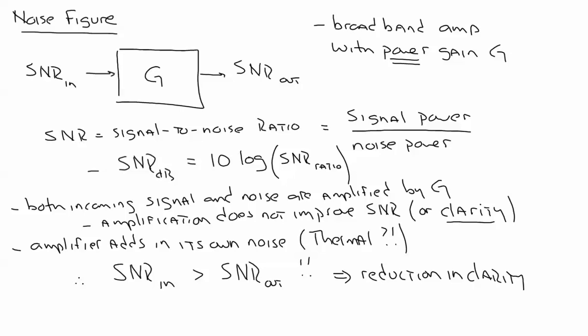Broadband amplification reduces signal-to-noise ratio. The signal-to-noise ratio is better at the input than it is at the output because the amplifier tends to add its own noise. Okay? So the ratio of input signal-to-noise ratio to output is known as the noise figure.